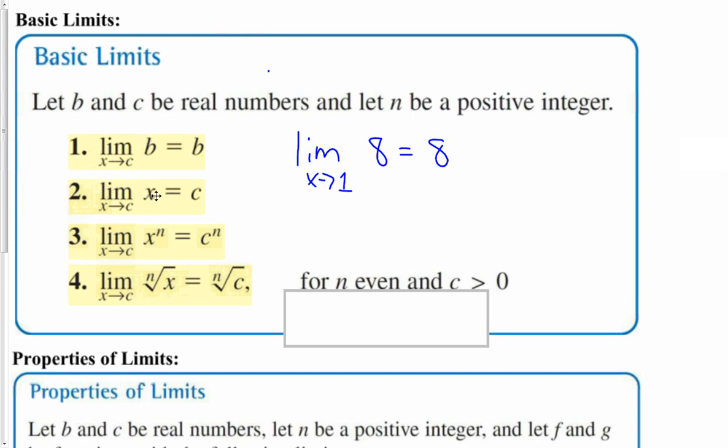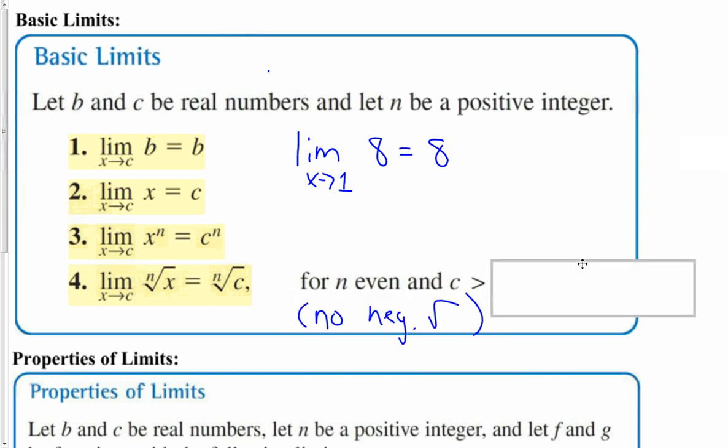So the limit of x as x goes to c is c, right? We basically can just plug c in. Now what about the limit as x goes to c of x to the n, right? Same idea. We could plug c in there and we get c to the n. And what about if it's a square root? And again, this is a note that it has to be for even, so we're not dealing with negative square roots. Makes sense. Also, we're not dealing with cube roots and things like that, right? So that's why there's no negative under the square root, right? So the limit as x goes to c of the nth root of x equals the nth root of c. Okay.